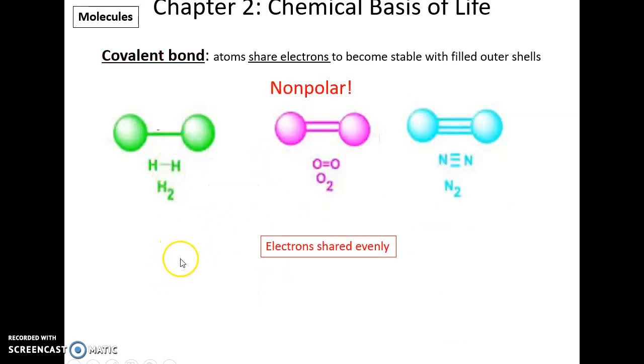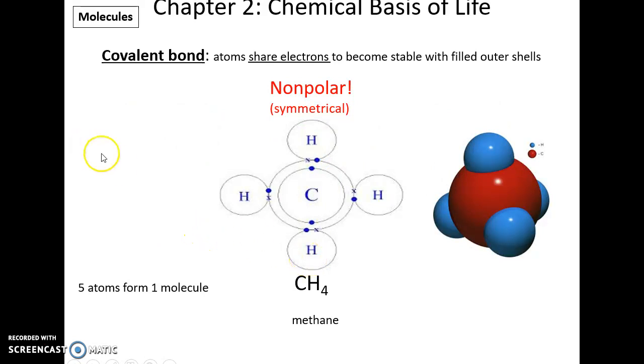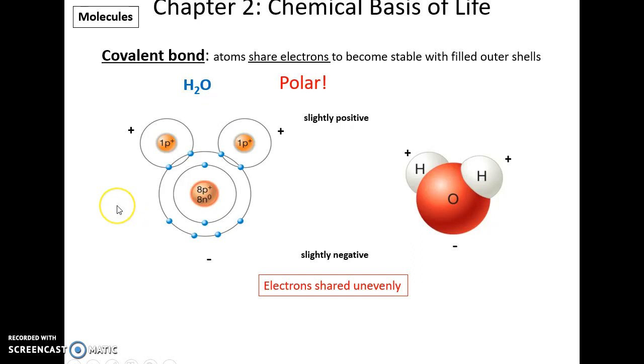If the electrons are evenly shared, then you get nonpolar molecules. So these are all nonpolar molecules. If they are arranged symmetrically, this can also give you a nonpolar molecule. So methane with 1 carbon and 4 hydrogens gives us a nonpolar molecule. However, if the electrons are not shared evenly, then you get a polar molecule. One region, say the oxygen in a water molecule, is slightly negatively charged, and other areas, say the hydrogens in the water molecule, are slightly positively charged. The oxygen is hoarding the electrons.